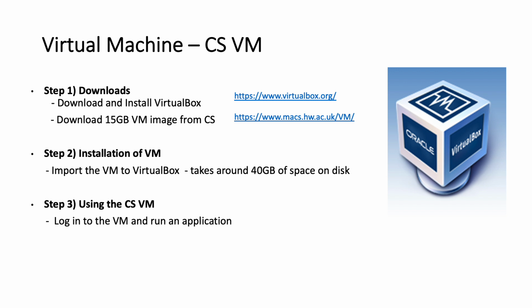Let's take a look at the virtual machine option for how you could run software during the semester. So first of all, you need to download and install VirtualBox from Oracle. Then you download the computer science virtual machine image. Then we'll look at step 2 of how you install that image.